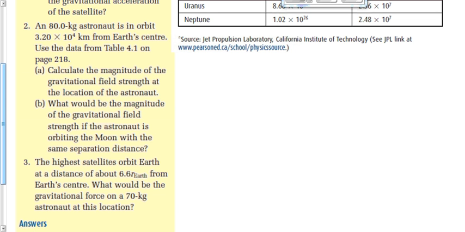Now, we know something about both, right? We know something about the experiencer: his or her mass is 80 kilograms. We also know something about the producer, which is the Earth, and the mass of the Earth and the radius of the Earth are given to you on this table. What do we know more about? The producer or the experiencer? The Earth or the astronaut?